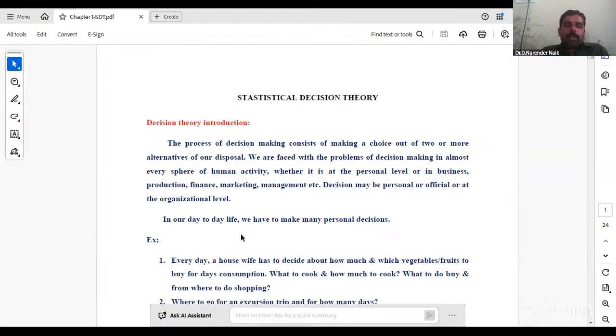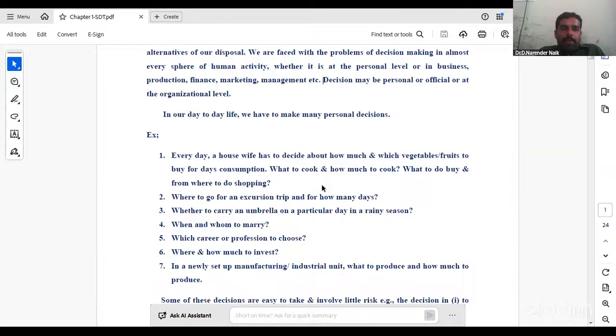So generally in our daily life, we are faced with the problems of decision making in almost every sphere of human activity, whether it is at the personal level, personal meaning an individual, or in business, production, finance, marketing, management, etc. Decision may be personal or official at the organization level also. So in our daily life, we may have many personal decisions. I have given small different examples here. You see the examples carefully.